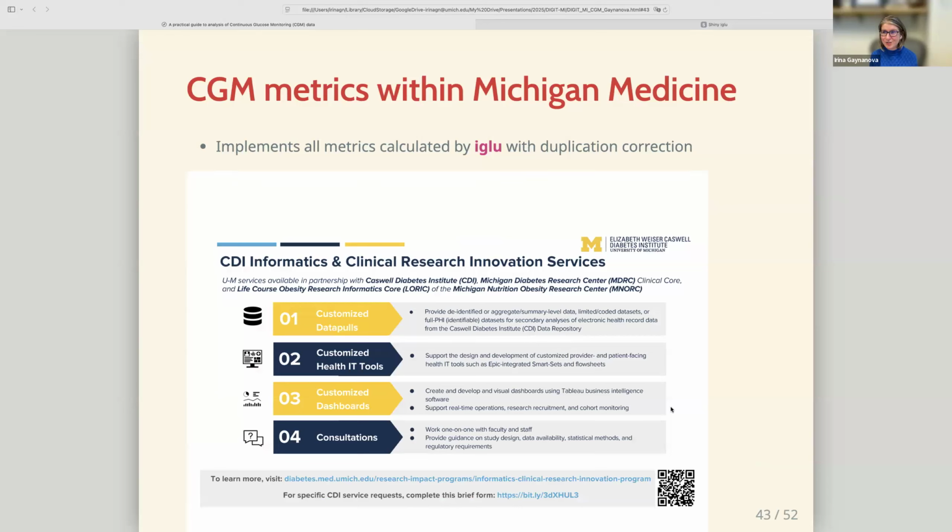If you are interested in how this works within Michigan Medicine, we actually have all metrics calculated by iglu, and we did duplication correction with my collaborator Joyce Lee. CDI, Informatics and Clinical Research Innovation Services, provide access to this data. And here is the slide from them that you can use if you are interested in getting access to these metrics and this data from Michigan Medicine.